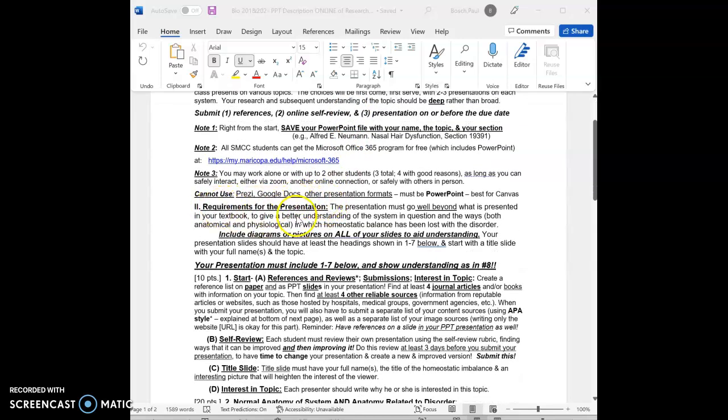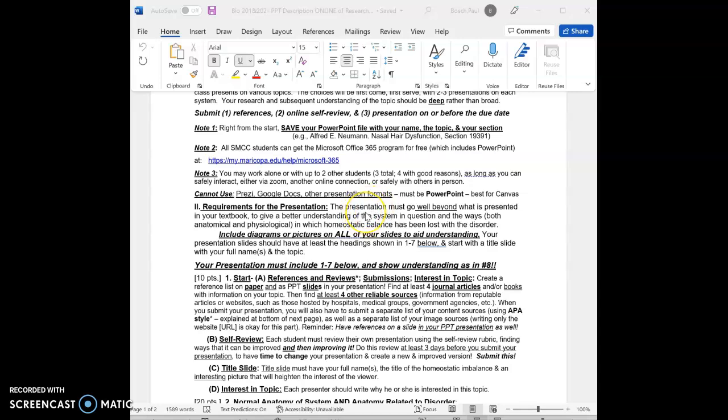But right from the start, the presentation has to go well beyond what's presented in your textbook. In other words, you want to know this topic really well. You want to research it. You want to find out about it in different ways so you really understand both the system that you're studying, the anatomy that you're studying, the physiology that you're studying, and of course the homeostatic imbalance itself. So I'd like to say that right away, that your presentation should reflect a deep understanding of this.